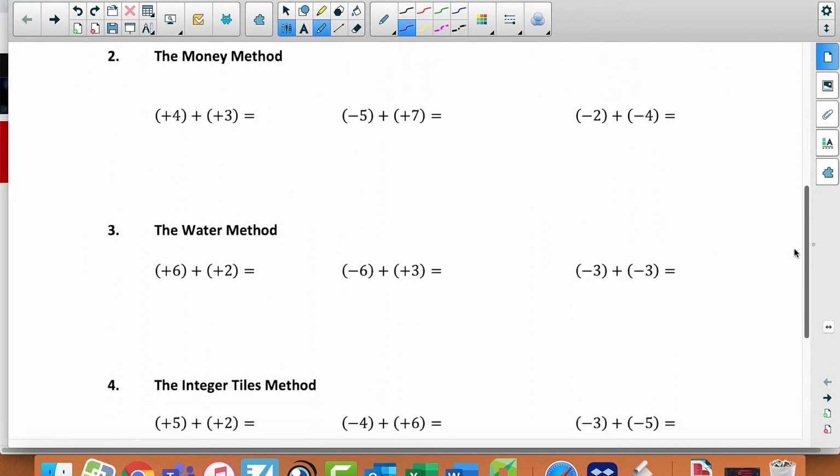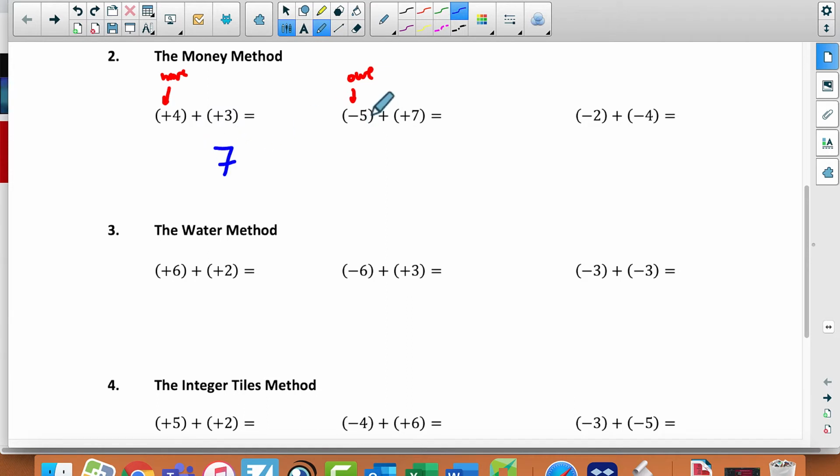Okay, next one. We have the exact same questions for this one. This is the money method. This is where you think of a positive amount as money that you have, and a negative amount as money that you owe someone. So in the first question, you have $4 and then you come across 3 more dollars. So you've got 4 and you've got 3 more. Well, that's pretty easy. You have $7, don't you?